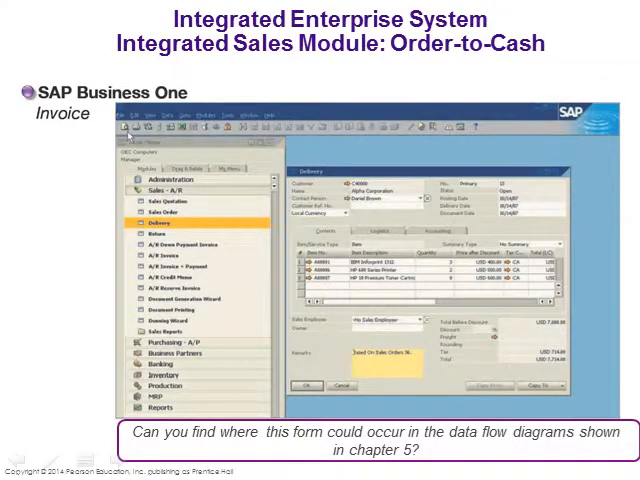This is another look to a delivery receipt, right? So again, when we think about it, you can kind of figure out, based on what we talked about in Chapter 5, where this form would appear in a data flow diagram.